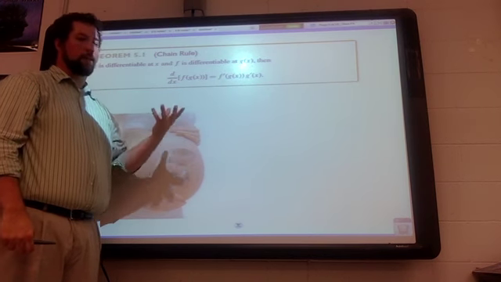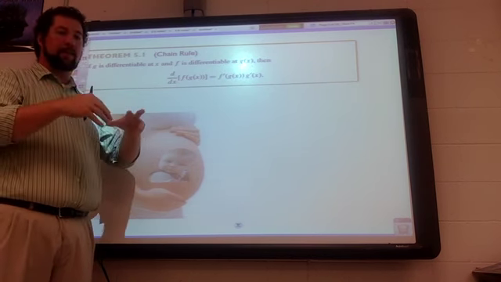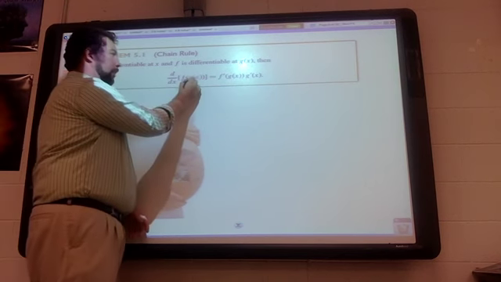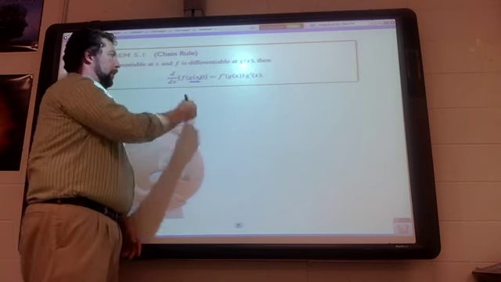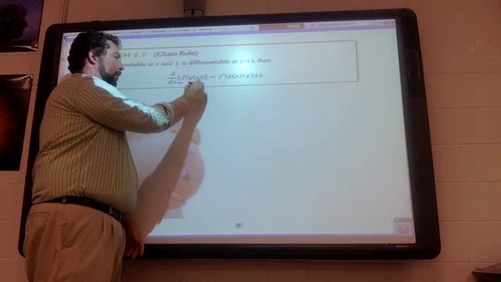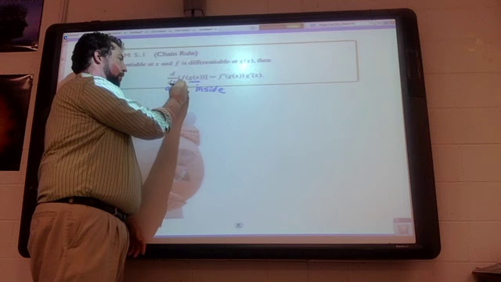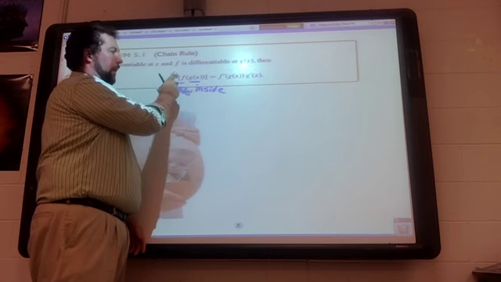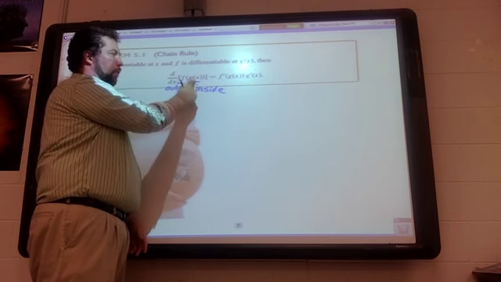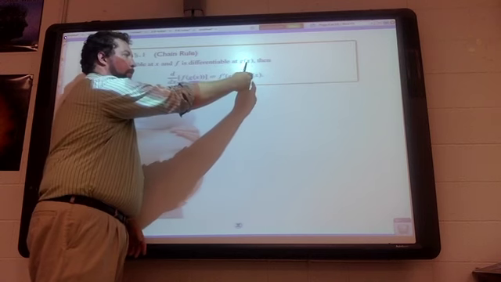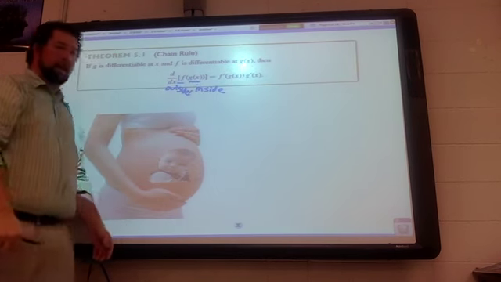It's often good to think about this like insides and outsides. We've got g of x as our inside function, and f is our outside. So we've got inside and outside. We take the derivative of the outside, leaving the g alone, the inside, and then we take the derivative of the inside. I like to think about it this way.